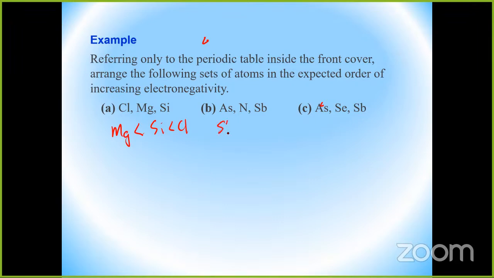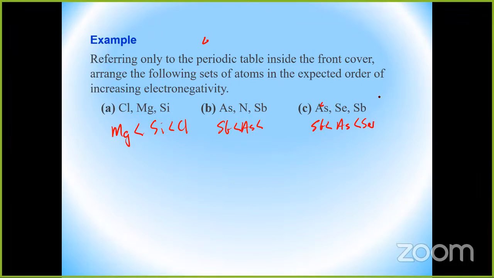Antimony, Sb, followed by arsenic, and then, of course, nitrogen. Okay, the last one: arsenic, selenium, and antimony. Arsenic is there, selenium is to the right of it, and antimony is below arsenic. So which would you expect to be the lowest in that series? Antimony would be the lowest, followed by arsenic, and then, of course, selenium. Okay, very good.